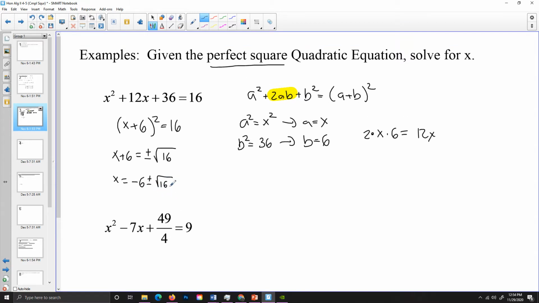Now I know what the square root of 16 is. From our last lesson, we know that the square root of 16 is just 4. So I have negative 6 plus or minus 4. Since these are like terms, I can combine them. Negative 6 plus 4 is negative 2, and negative 6 minus 4 is negative 10. And so those are my two solutions to this problem.